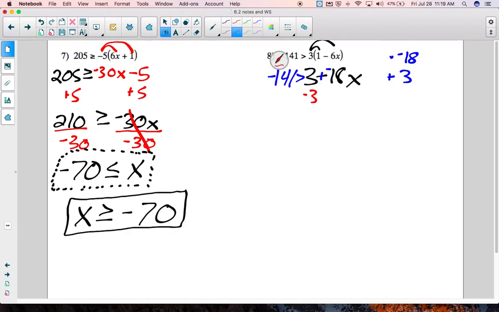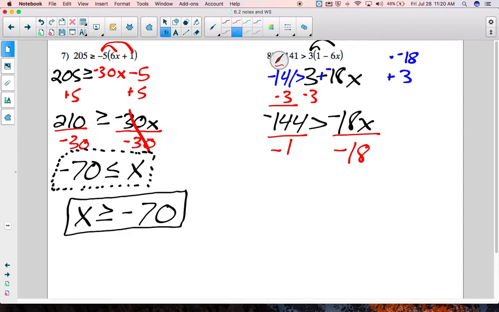And use a lot of funky colors on this one. Here we go. So we're subtracting 3. So we get negative 144 is greater than negative 18x. So how do we undo multiplying by a negative? We divide by a negative. Bells, lights, and whistles should go off here.